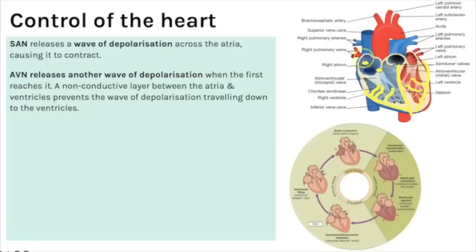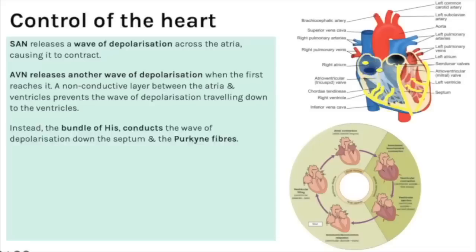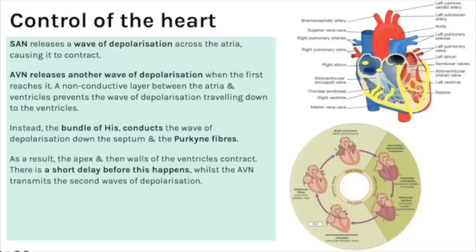When that wave of depolarization reaches the AVN, that causes the AVN to release another wave of depolarization. Now, there's actually a non-conductive layer of tissue that separates the atria and ventricles, and that prevents the wave of depolarization travelling straight down to the ventricles. So instead, what happens is that wave of depolarization that was released by the AVN travels down the bundle of His and then up through the Purkinje fibres.